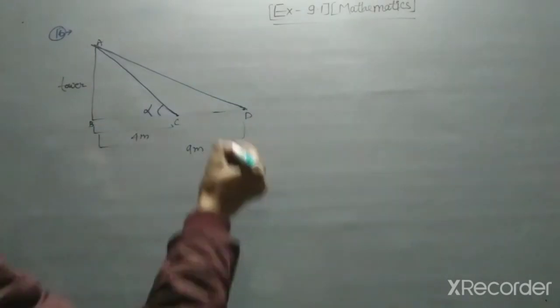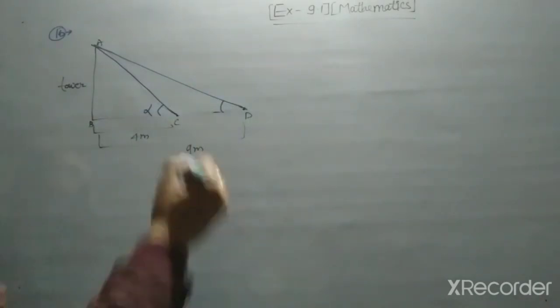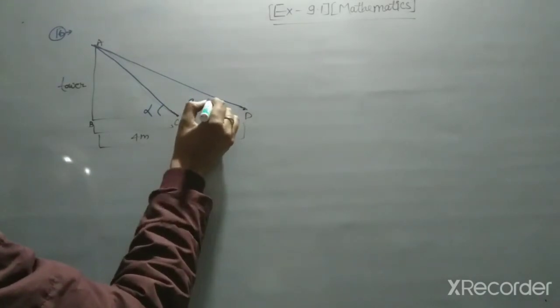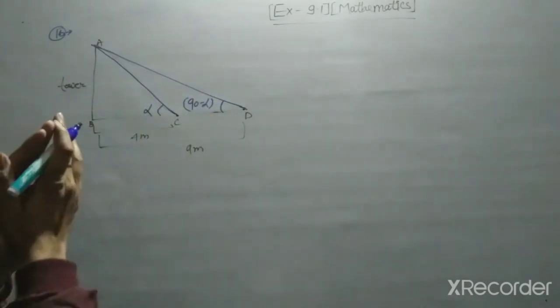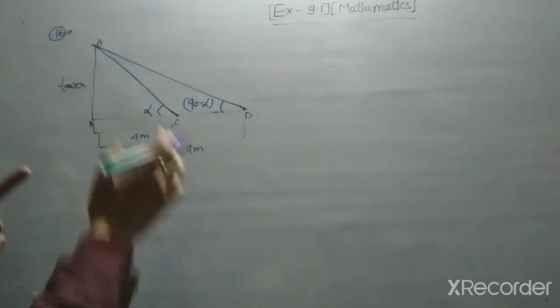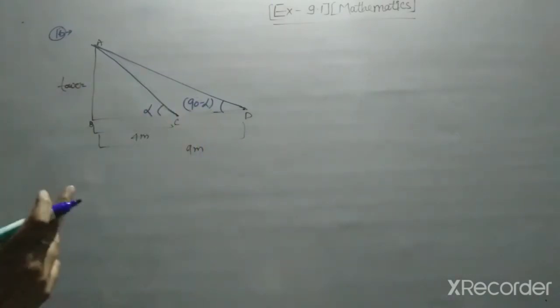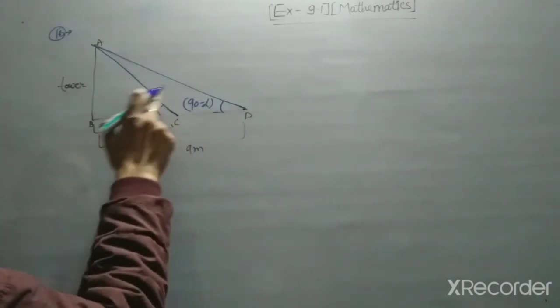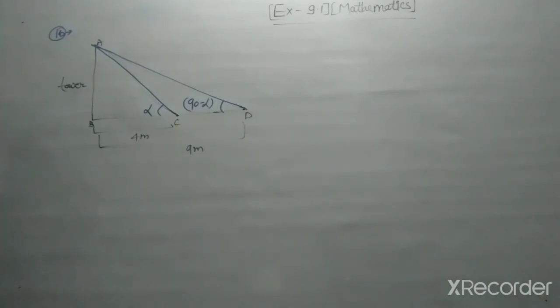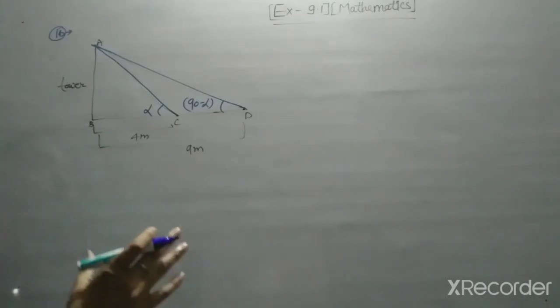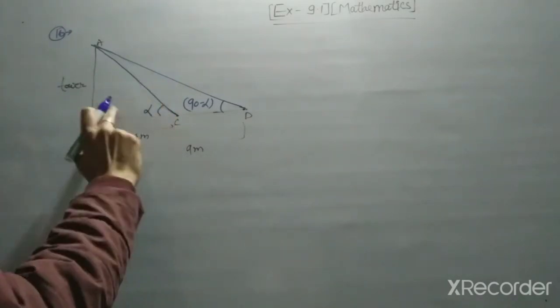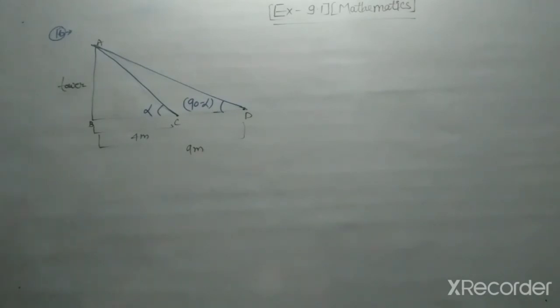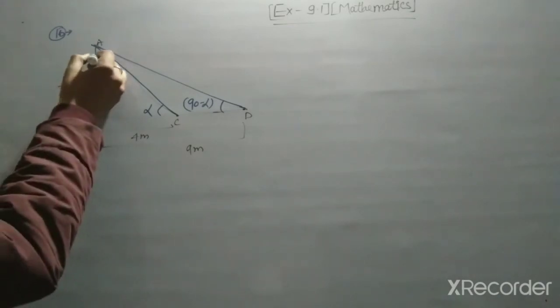So then, the value of this angle is 90 minus alpha. Because if we take the sum of these angles, what value do you get? The value is 90. You know very well that angles are complementary if the sum of this and this angle is equal to 90. Clear?